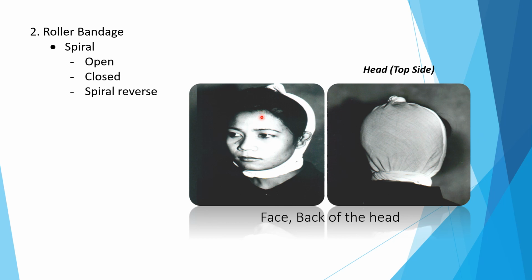We have here also the roller bandage, either spiral, open or closed, spiral reverse. Okay. So head top. Ito po yung head top side ha, open face. So kanina yung head top side, and then we have now your face and then back of the head. Ito po yung face po yung may cover. Ito po yung back of the head. Oh, pero pareho rin po siya. Ito actually back of the head to. Oh, pero pinakita as an example kong face.